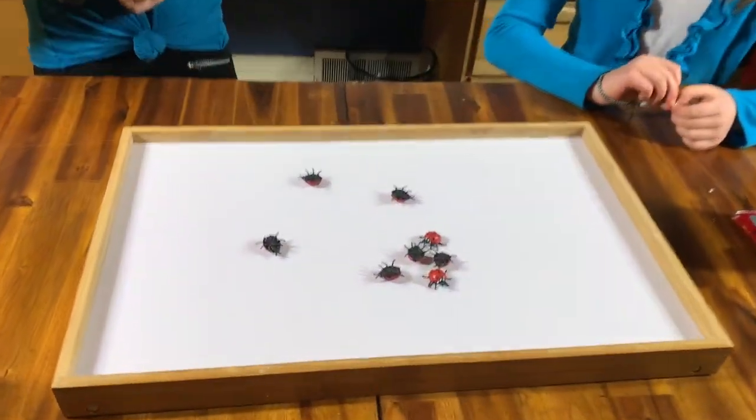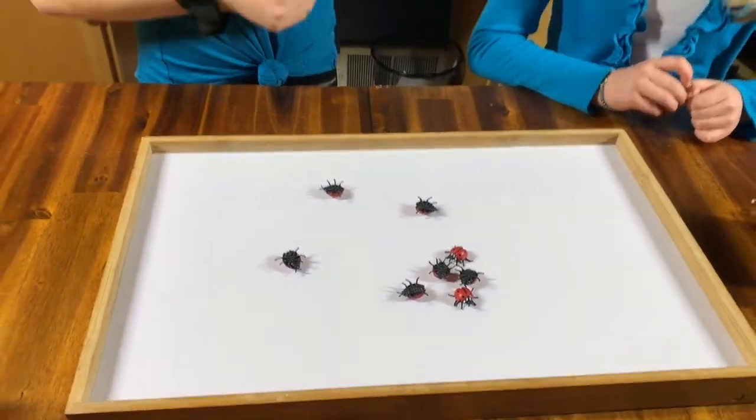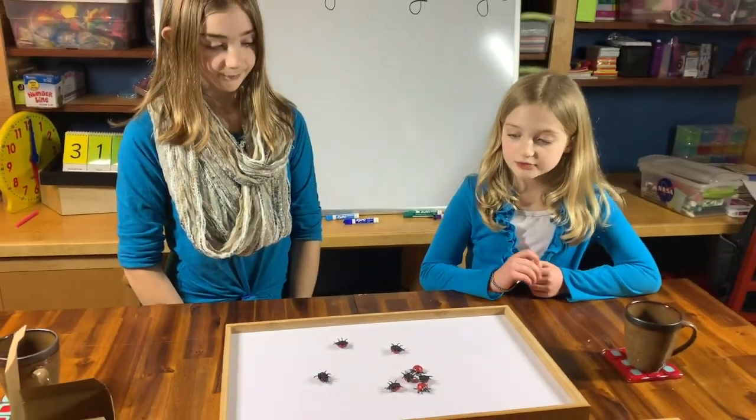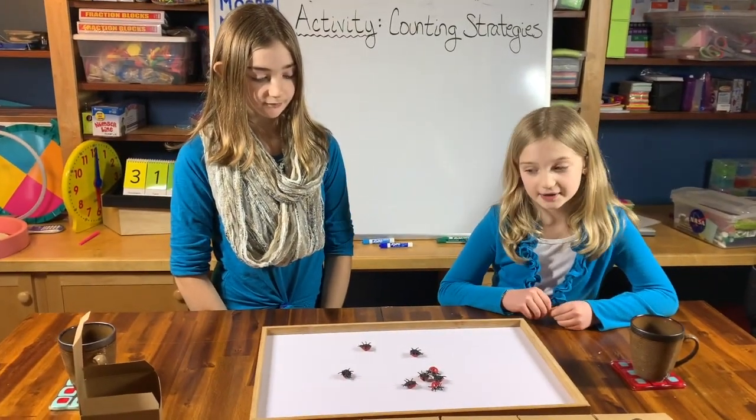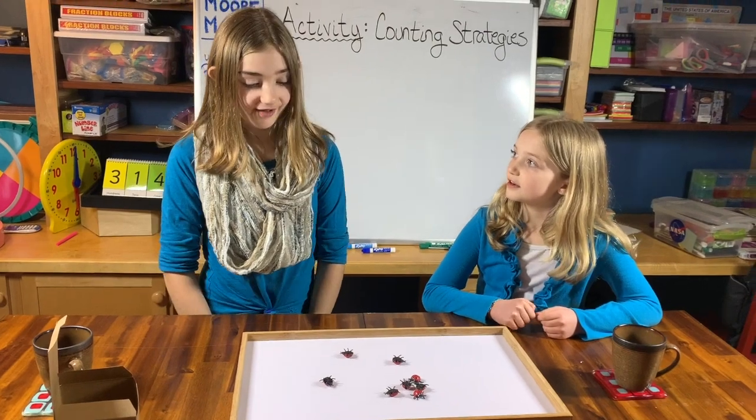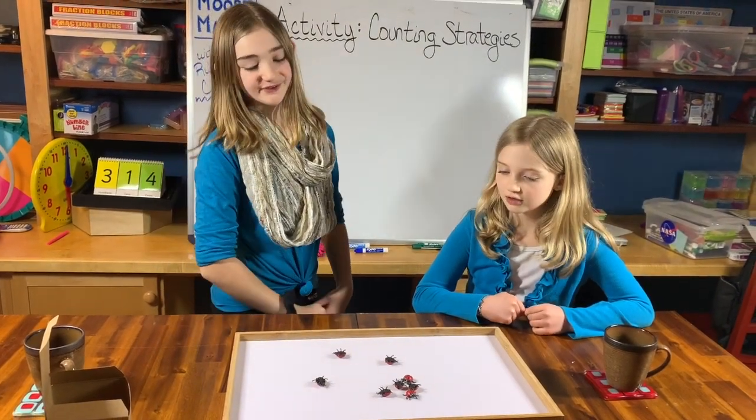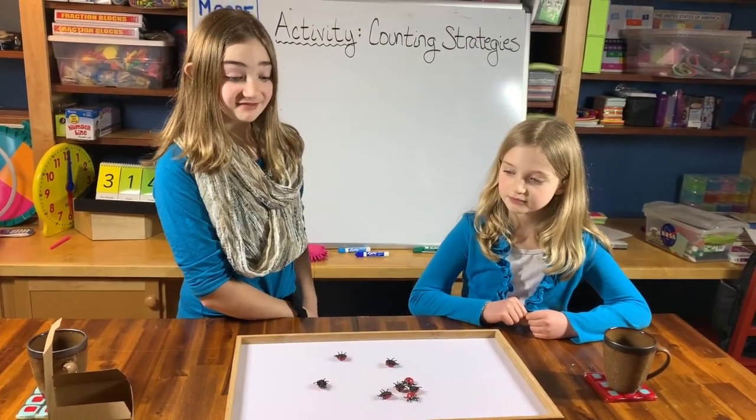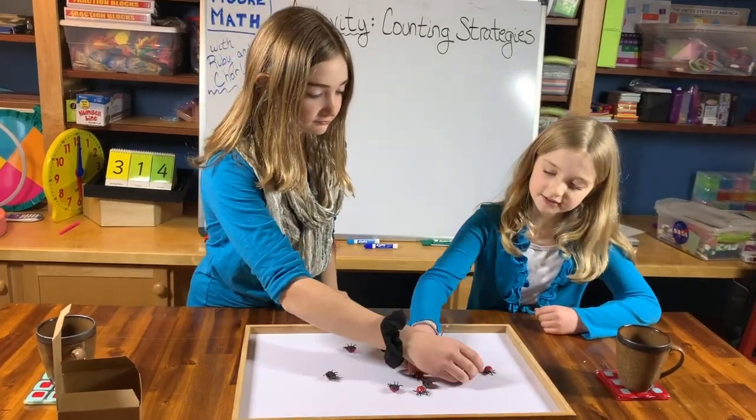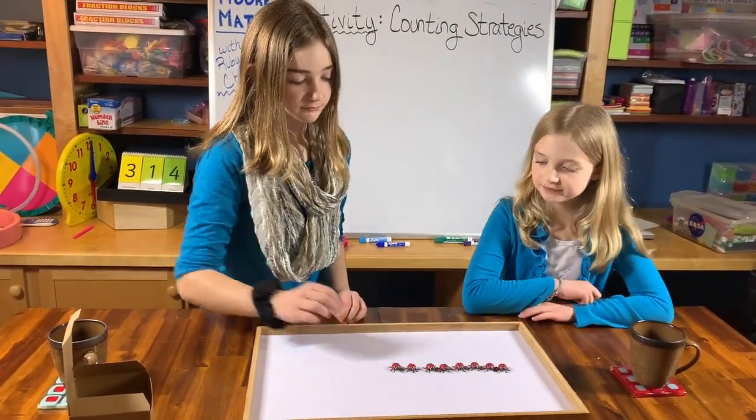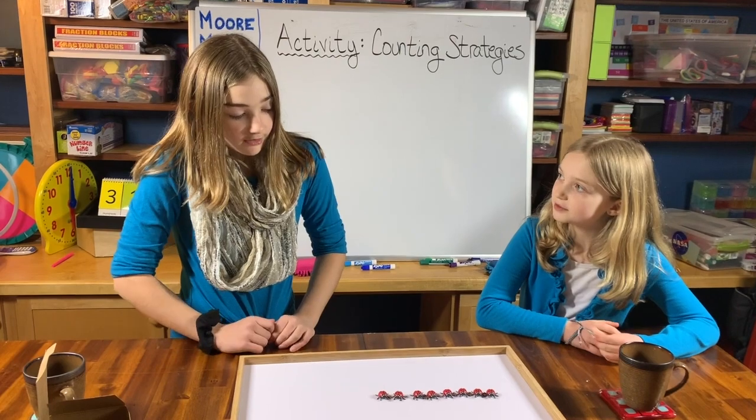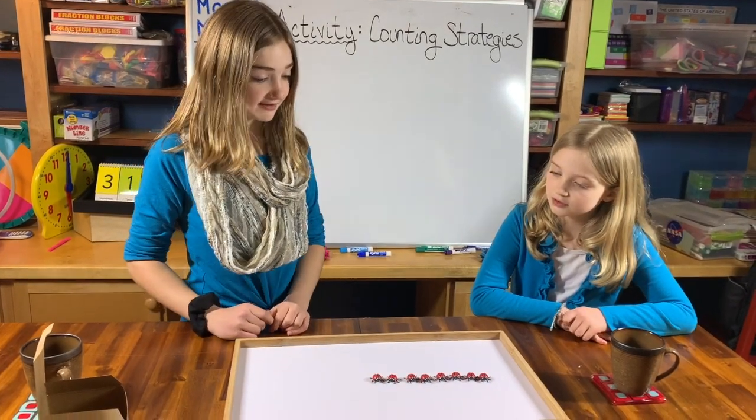We have ladybugs. So what strategy can we use to count all of the ladybugs and see how many there are? Well, right now they're all spread all over the place. We could put them in a line. Good idea. Now that they're all in a line, I think we can just count them.